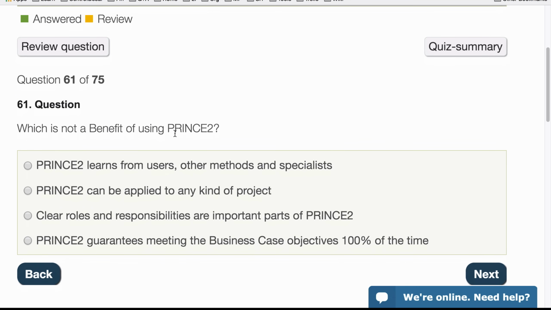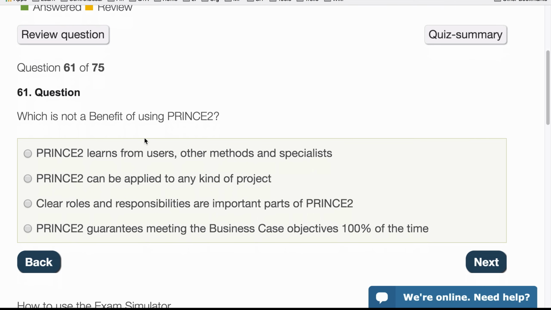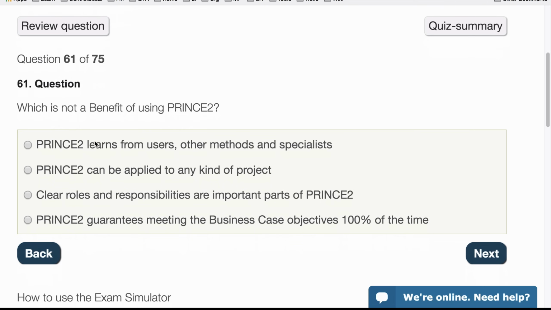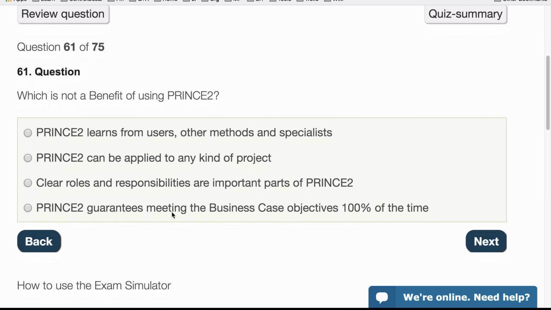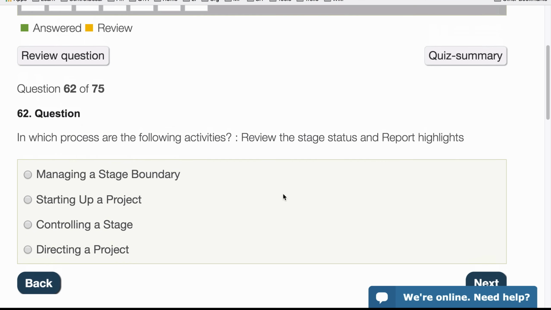What is not a benefit of using PRINCE2? There are lots of benefits to using PRINCE2, but of course we can't have everything. PRINCE2 learns from users, other methods and specialists. That's good, because it learns from other projects. PRINCE2 can be applied to any kind of project. That's also true. Clear roles and responsibilities are an important part of PRINCE2. That's also true. PRINCE2 guarantees meeting the business case objectives 100% of the time. Okay, well, that sounds a bit iffy. So that's not true. There's no way it can guarantee that.